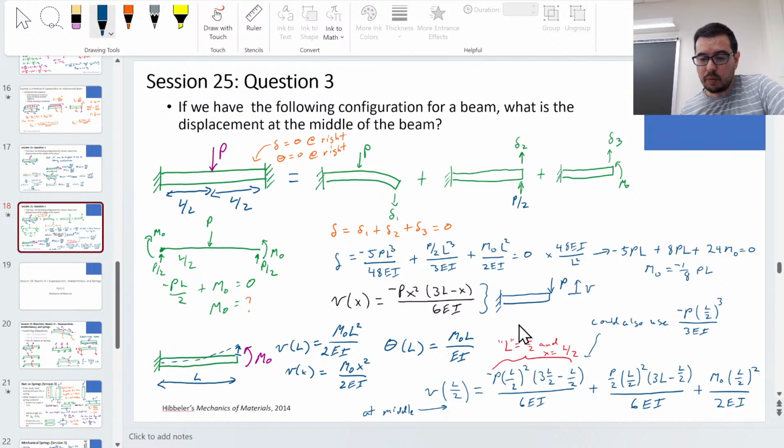yeah, this is very confusing. So you plug it in here. This is the minus, so this is going to be the deflection downward. This is the deflection upward, using P over 2. Is this right? I have to make sure I do this. Yeah, this is right.